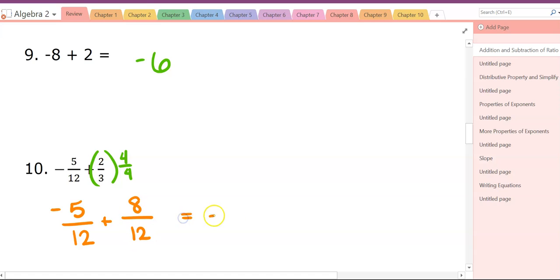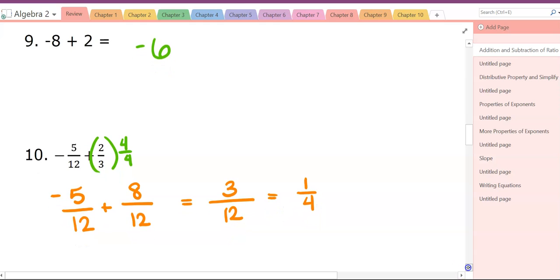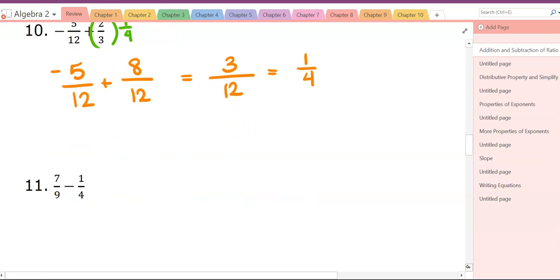When we add fractions, you leave the denominator alone. We're going to add negative 5 plus 8, and that's going to be 3. Well, 3 over 12 can reduce to 1/4. So make sure that you reduce any fractions that you can.